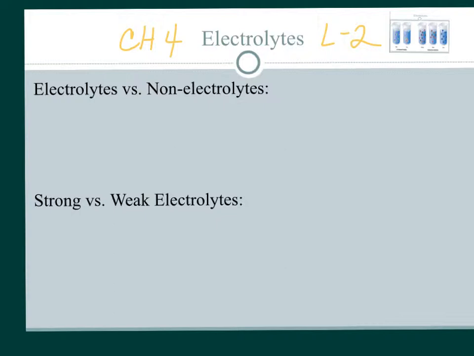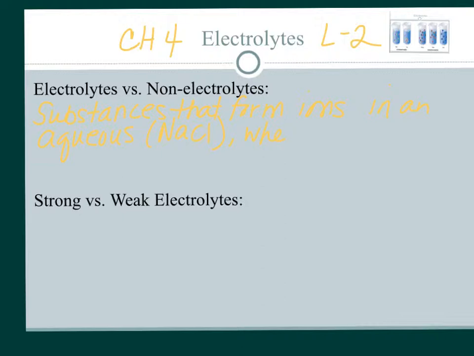So let's talk about the difference between an electrolyte and a non-electrolyte. In the past you've heard me say that electrolytes are the substances that have the ability to conduct electricity. And why do they have that ability? Well, it's because they form ions in solution. So electrolytes are substances that form ions in an aqueous solution. And the popular example is NaCl, which is simply table salt.